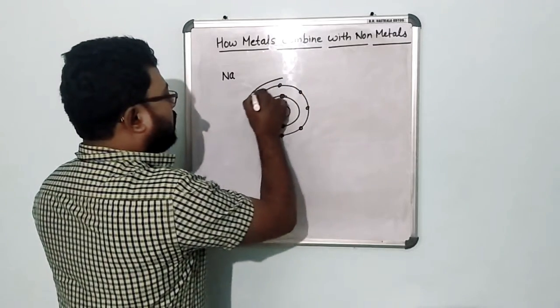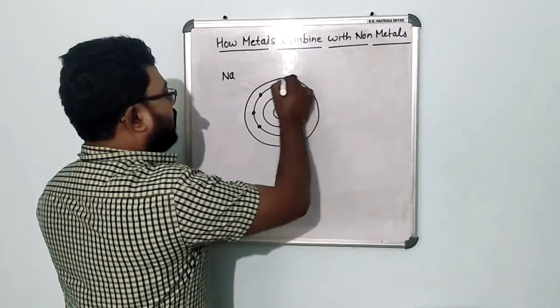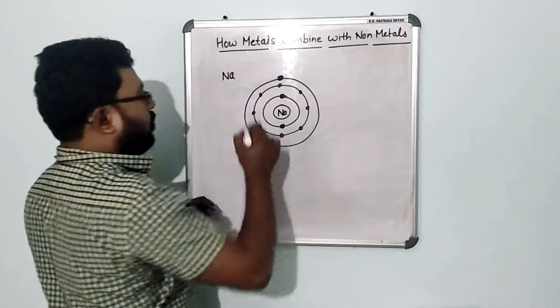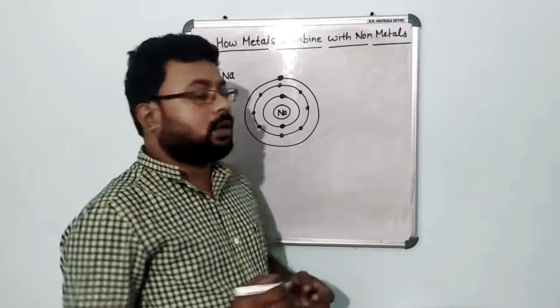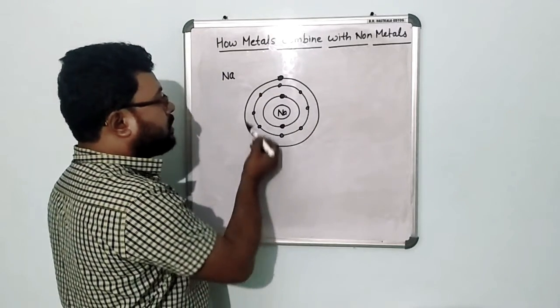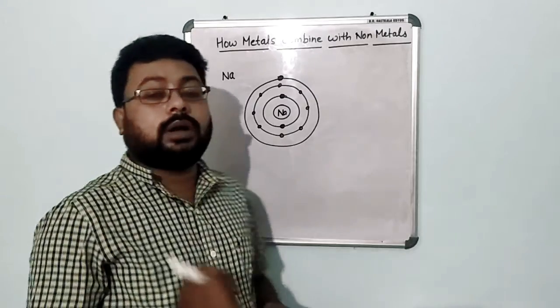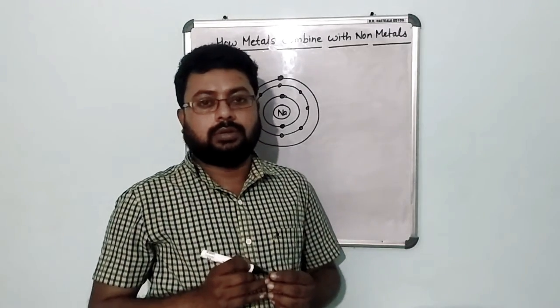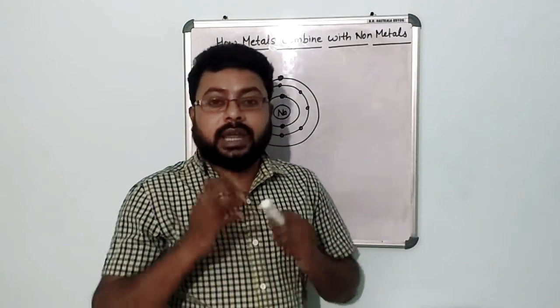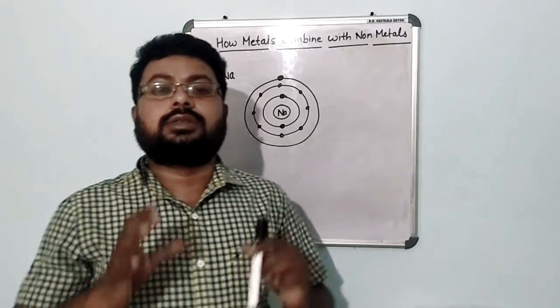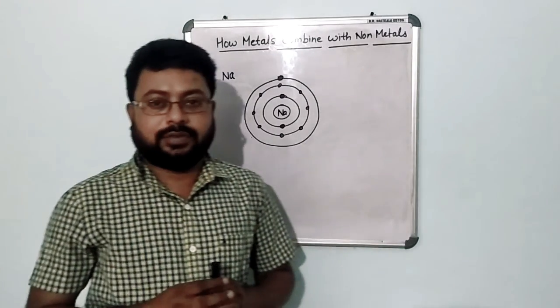Okay, and the third shell in sodium has just got 1 electron. So actually sodium requires how many electrons in this particular shell? It requires 7 electrons. Okay, now gaining 7 electrons is really very tough.